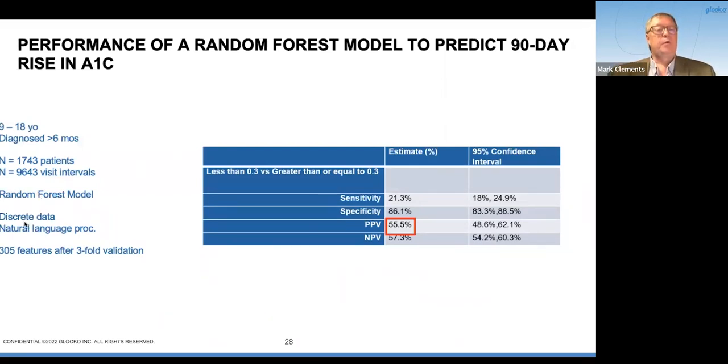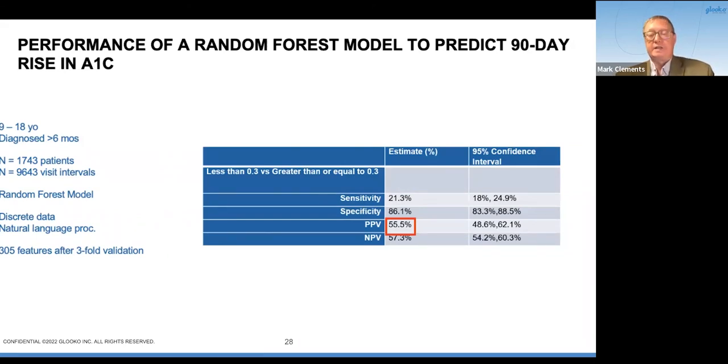And we included both discrete data and natural language processing derived features from free text clinical notes. And this model evaluated approximately 300 features after a threefold validation. And here you can see that the positive predictive value is approximately 56%. I will tell you, although I don't show it today, that we are approaching 65 to 70% positive predictive value after we added self-management device data.